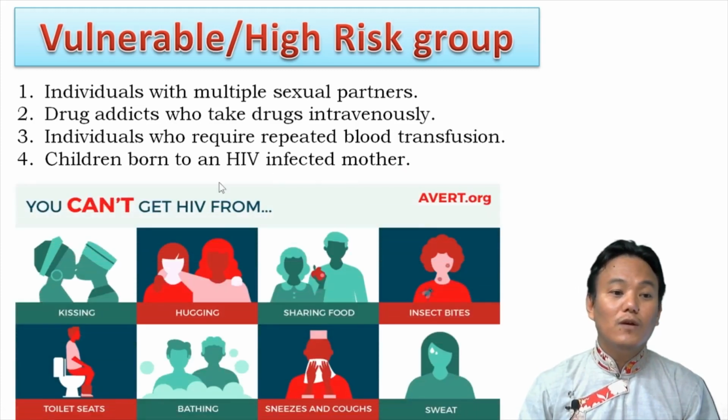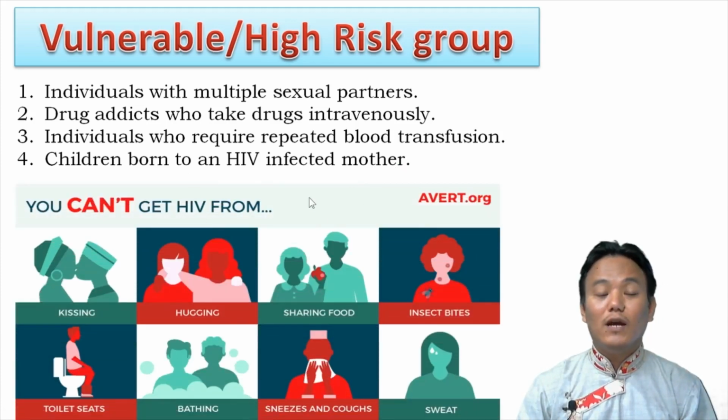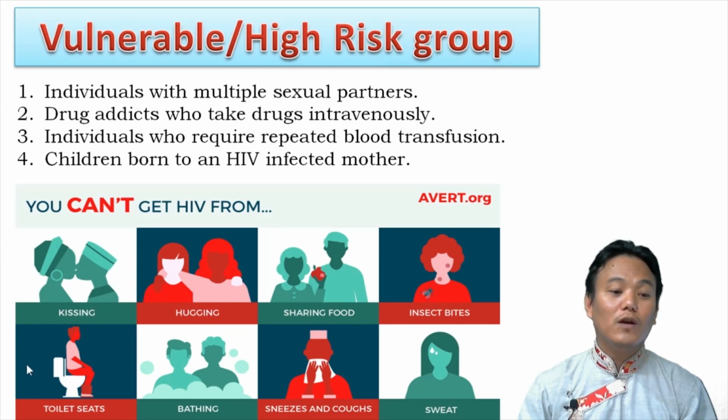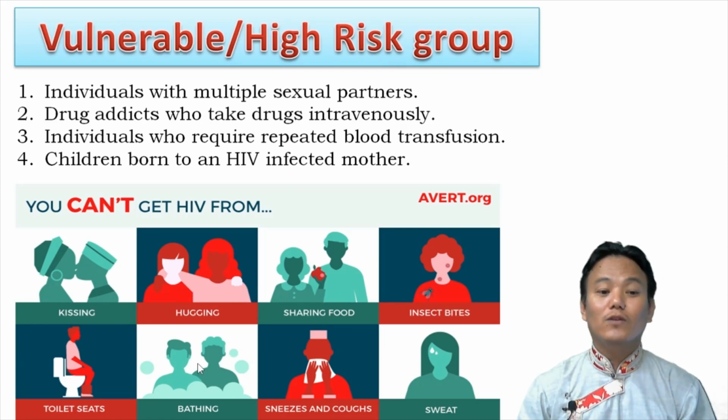Okay, so how can you not get HIV? How can you not get HIV from? Kissing. HIV does not spread from human to human through kissing, not through hugging, not through sharing of food, not through insect bites, not from toilet seats, not through bathing together, not through sneezes and coughs, and not through sweat. These are important because you have to know how HIV virus spreads from human to human. These are not the methods through which HIV can spread.